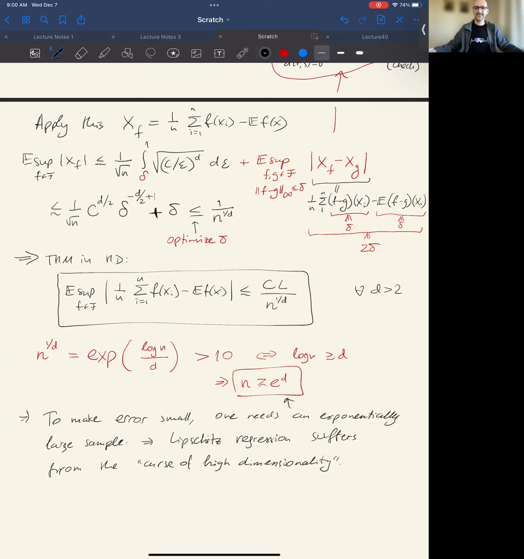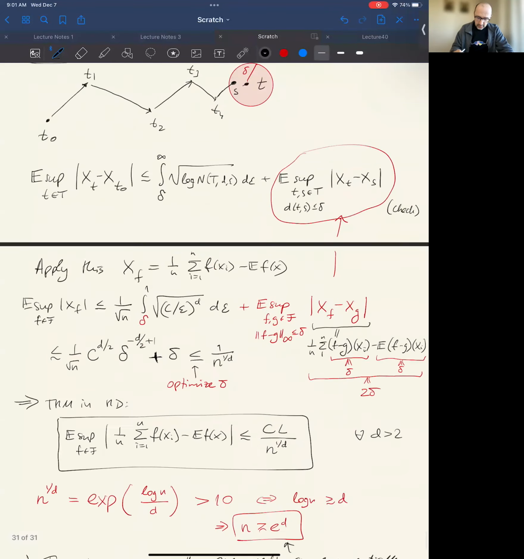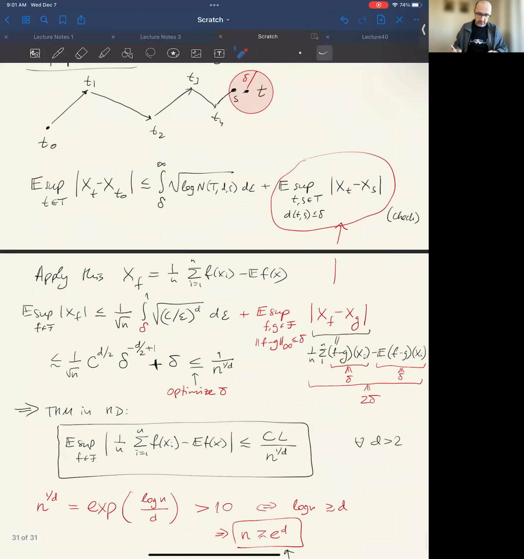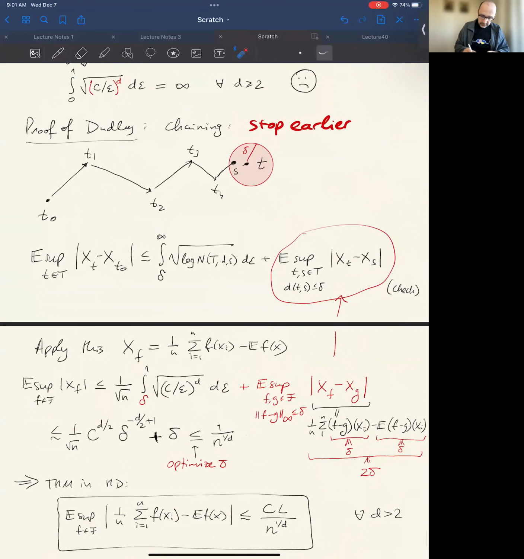Any questions? I have. So what happens when d is equal to 2? Yeah, that's a good question. Let's check what happens. So I'm looking at here.